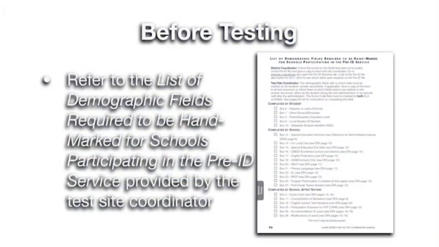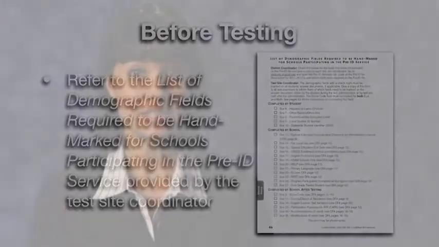If applicable, provide the list of demographic fields required to be hand-marked for schools participating in the pre-ID service to the examiners so they'll know what their students must hand-mark on answer documents because these fields were not included in your pre-ID.